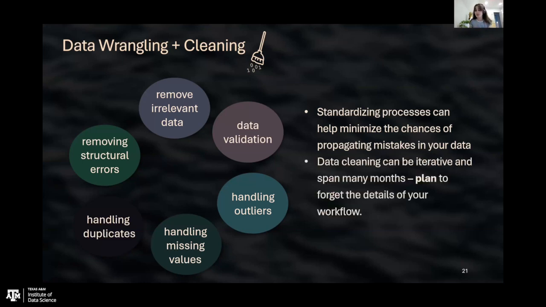It can be very iterative, and it could span many months. And like I said, you want to plan to forget what the details are of your workflow. I promise you, most of you will not remember that one number that you changed manually in an Excel spreadsheet. So never do things by hand. Keeping track of your steps, i.e. through code or just really good notebook notes, will be crucial for methods. And there's nothing worse than trying to figure out what you did a year after you've done it, when you're trying to write your methods section of your paper.